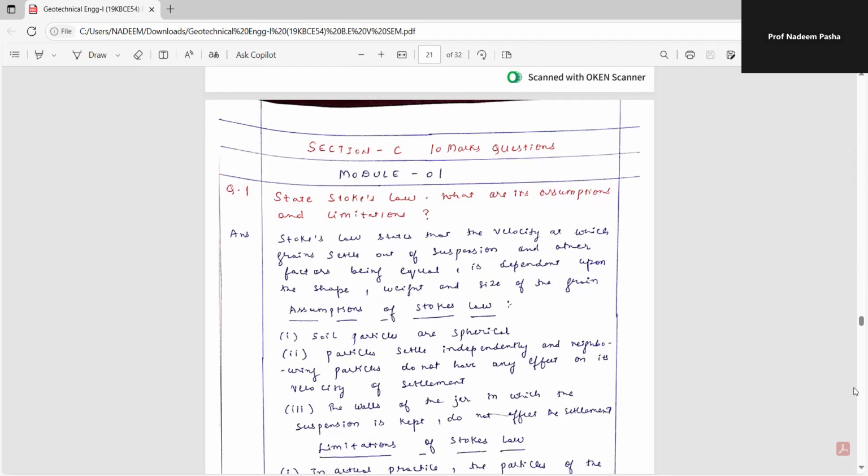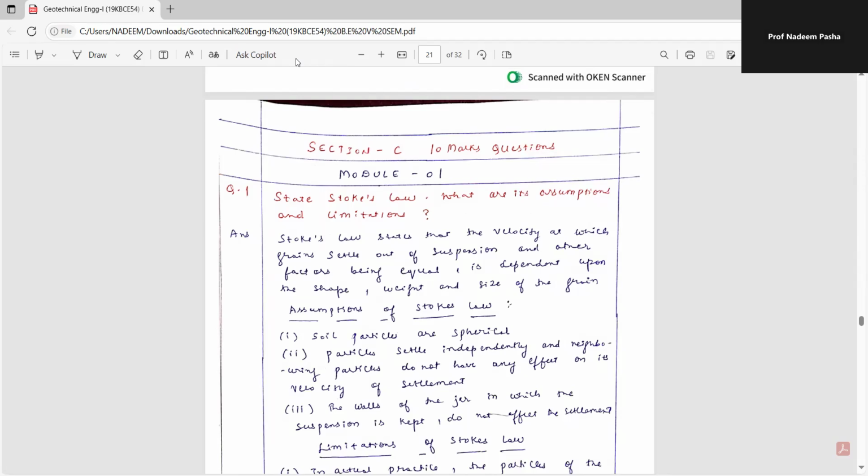The velocity at which grains settle out of suspension, other factors being equal, is dependent upon the shape, weight, and size of the grain. So on what factors does the velocity of a particle moving in a fluid differ? Shape, weight, and size. Assumptions of Stokes law.